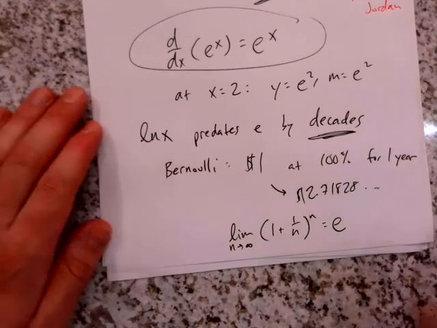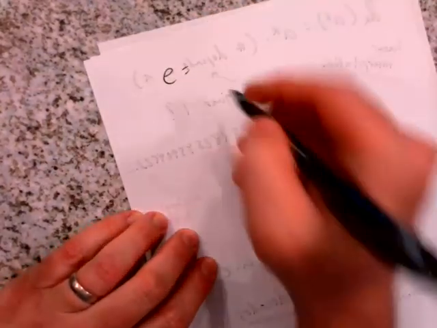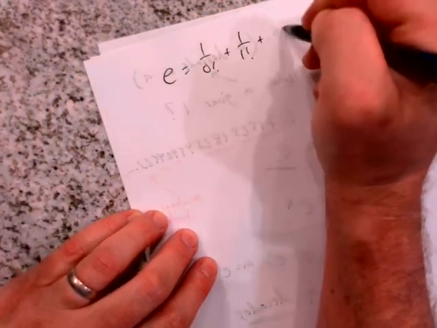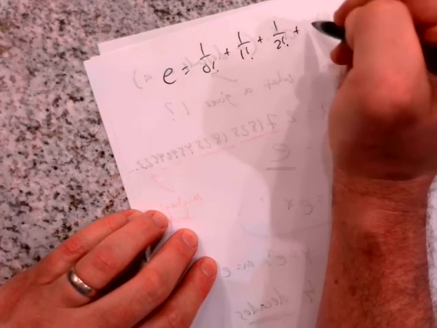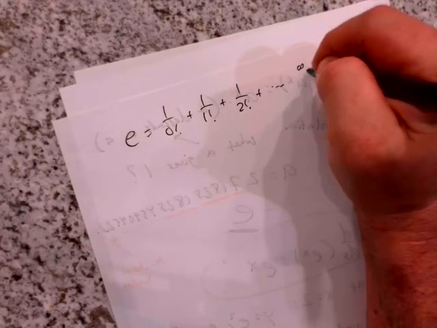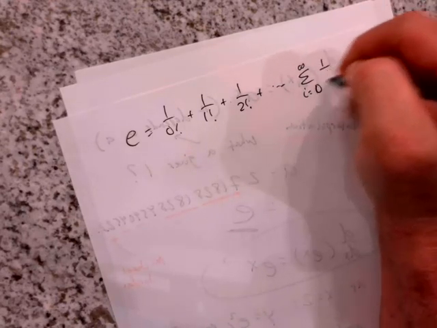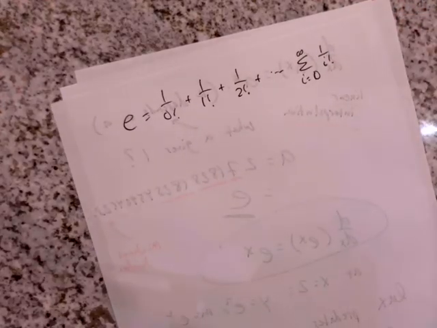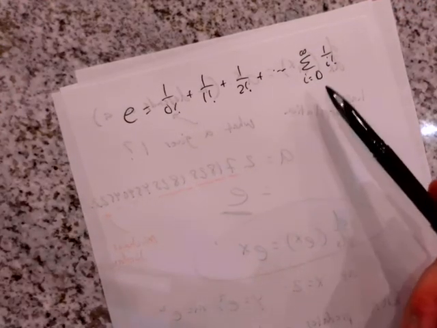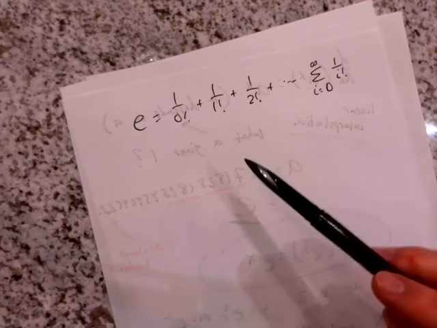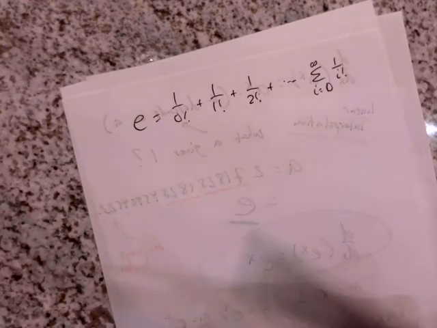You could also express E in terms of sums. E is the sum of 1 over 0 factorial plus 1 over 1 factorial plus 1 over 2 factorial all the way to infinity, which is kind of cool. But again, that's calculus. You have to use calculus to define E. And E appears all over the place.